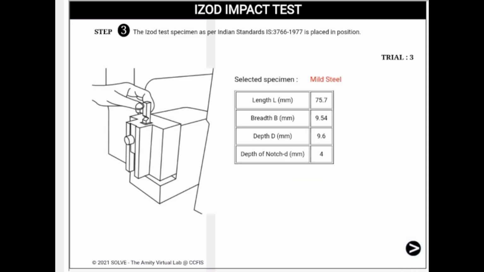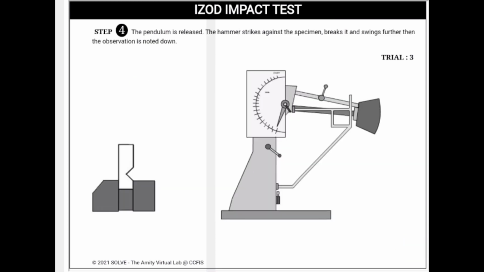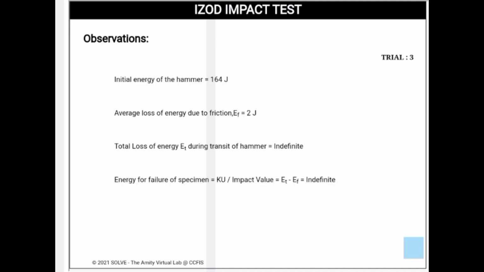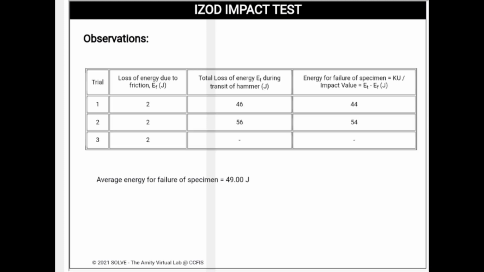And these are for trial 3. So we are going to do the same step. We are going to release, but the piece was not broken by the striking energy of the testing machine, so the impact value obtained is indefinite. So this is the observation. The average energy for failure of the specimen is 49 joule, and for the third trial the total loss and the energy for failure is 0.